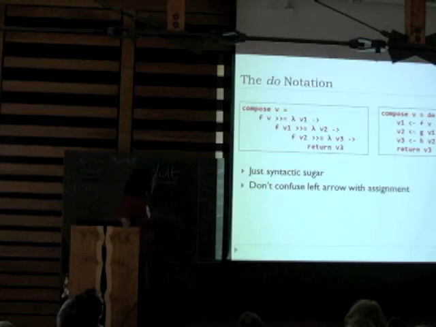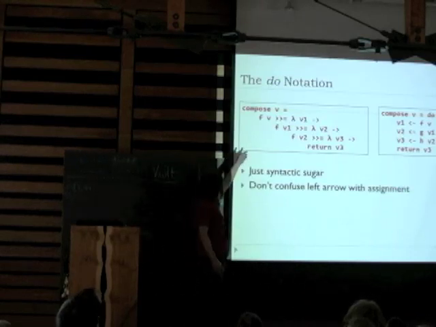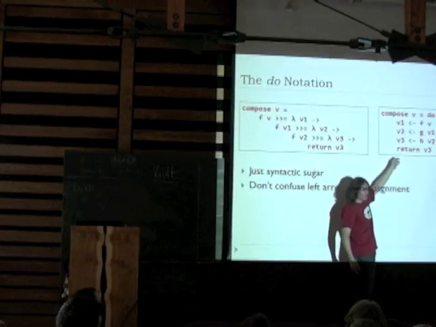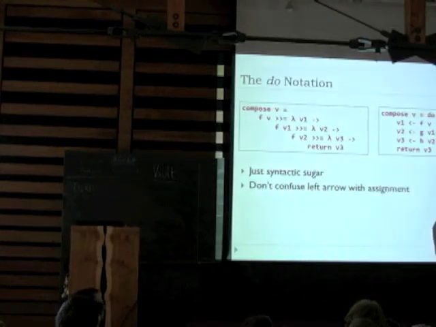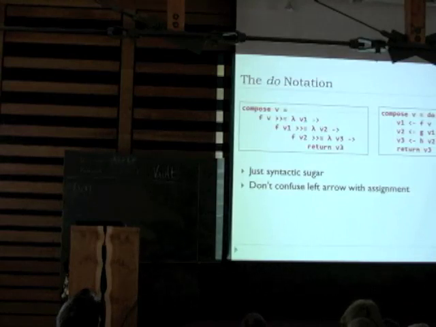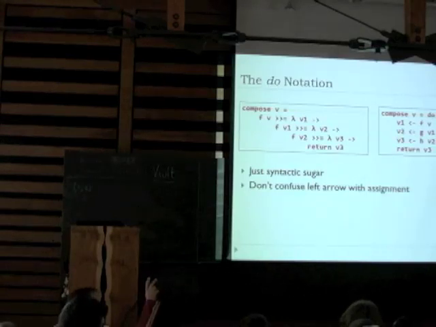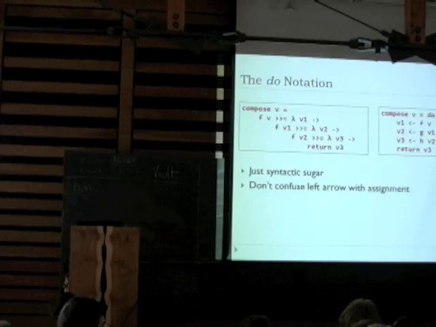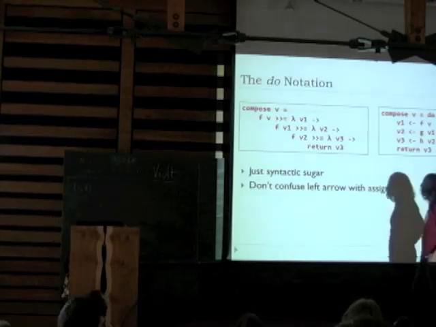Okay, let me see what's next. Oh, the do notation. Just for completeness, okay? This code is pretty ugly. So there is a special syntactic sugar to, yes? What is the type of compose? So there's a case when some function call returns nothing. What is then the return type of compose? It's maybe. So it's maybe or V3, which is not a maybe, or it has to be a maybe. Return V3 is a maybe, because that's what return does. It enriches it.